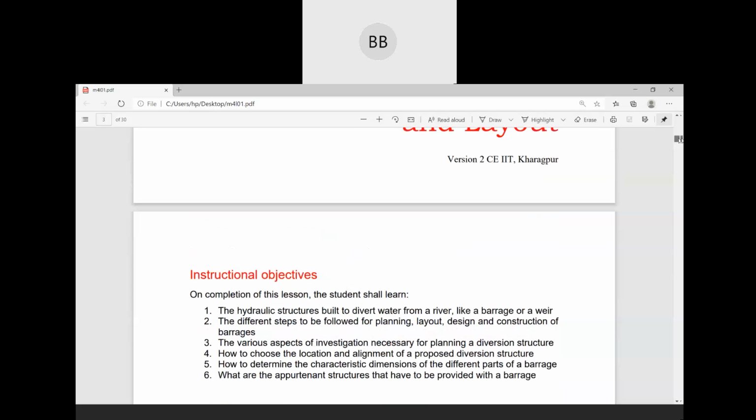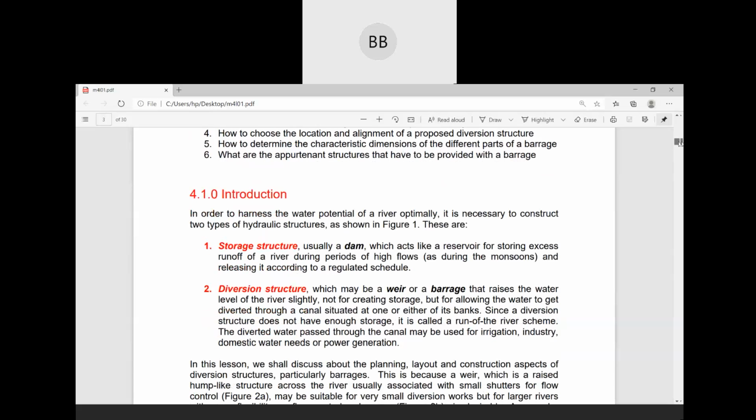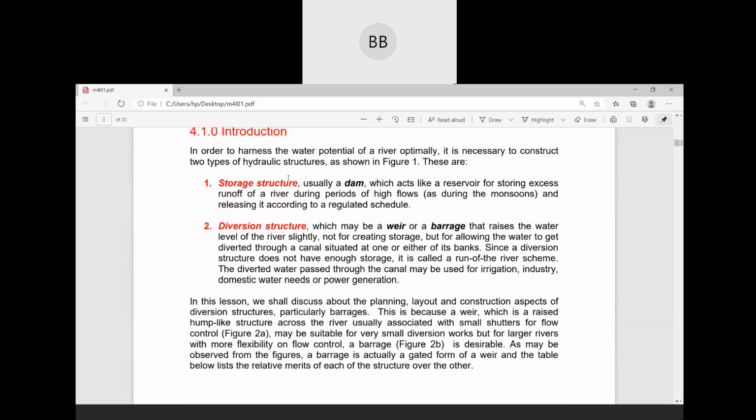So you can write down the objectives. No need, you just directly write down the definition of storage structure and diversion structure. First one is your storage structure, second one is your diversion structure. You write down the definition.